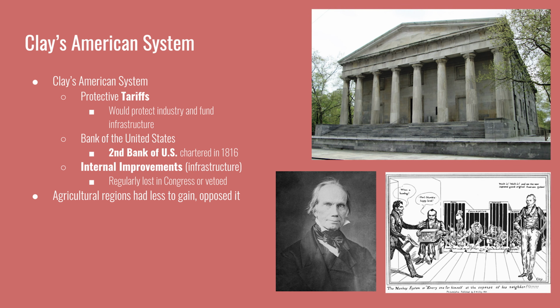This is still an ideological issue between Democratic Republicans and Federalists. Democratic Republicans do not view the federal government's role as being one that should create these internal improvements or forms of infrastructure. The agricultural regions had less to gain, and so they opposed Clay's American System. On the bottom right, a political cartoon criticizes Clay's American System and shows each part of his system as being caged animals stealing food from one another.